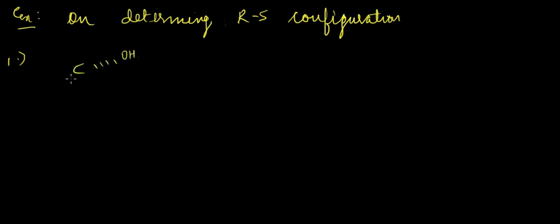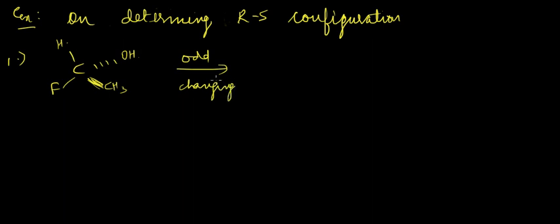OH here, F, CH3 is towards the user, and H here. So if we change OH and H, so we are just changing an odd pair of groups. So H would come here, OH would come here.